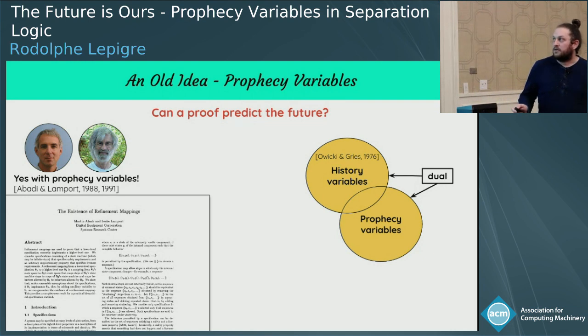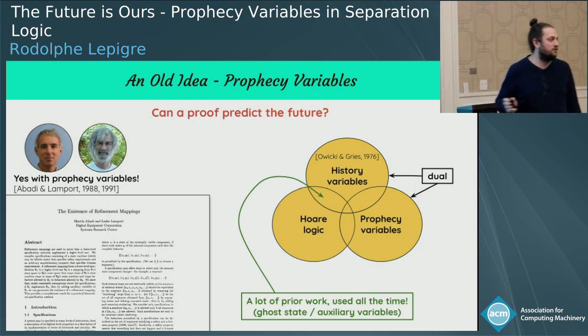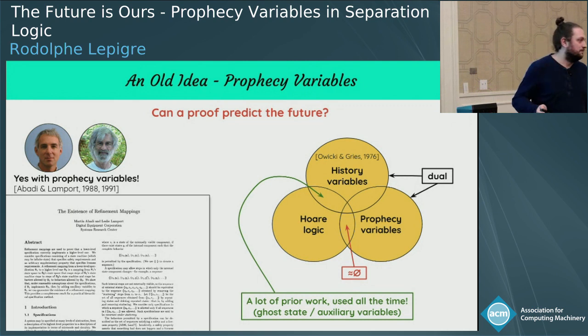Now, if you look at separation logic, history variables are actually used all over the place. There's a lot of work on that, and you might have heard of them in terms of ghost state or auxiliary variables. However, prophecy variables have almost never been combined with separation logic before.